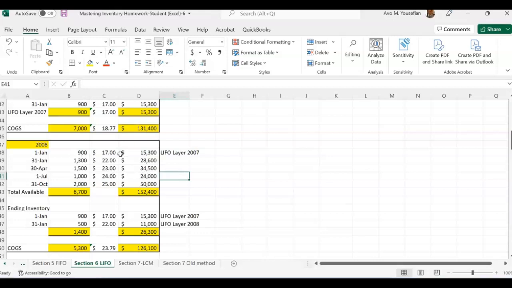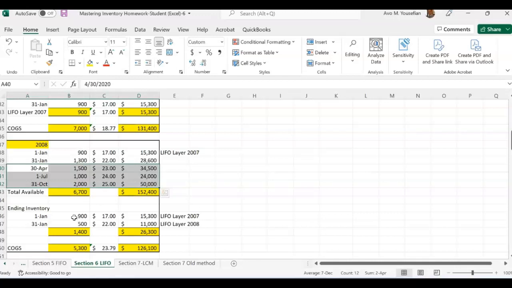Okay, so that's the LIFO layer, but we purchased a few more times at different prices. We add them up. Looks like we have 6,700 units at the total cost of 152,400. But ending inventory in 2018 is 1,400 units. Again, this is LIFO, last in, first out. Last in, first out, that means whatever you have at the end, all these units, the last ones, all gone. The top layer is left.